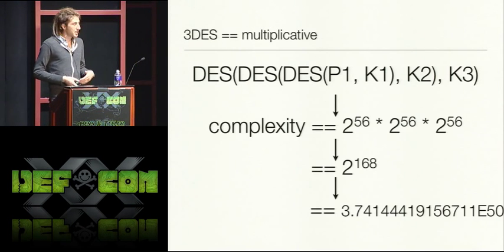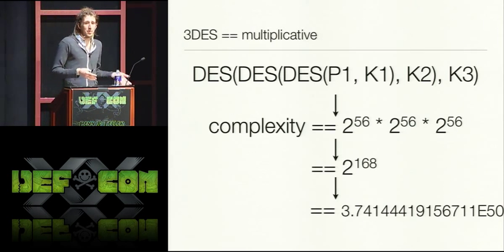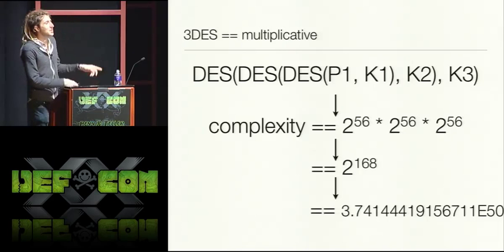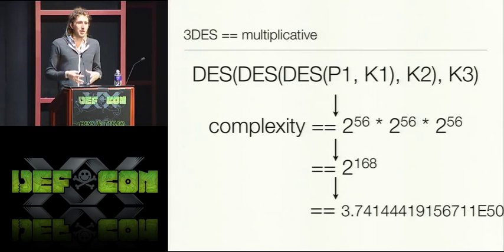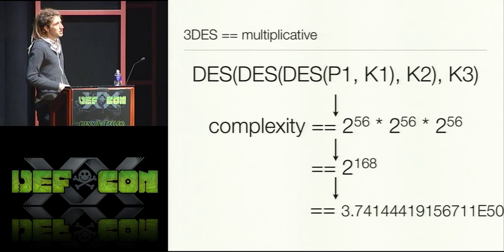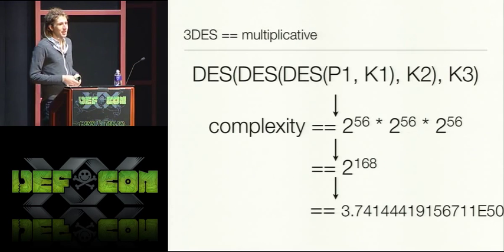So when you do that, you get this multiplicative complexity, right? Where your key space jumps from 2^56 to 2^56 times 2^56 times 2^56, for a total key space of 2^168, which is enormous, right? And in practice, there were some attacks that you could do to reduce that to 2^112, but that's still quite big and certainly sufficient.